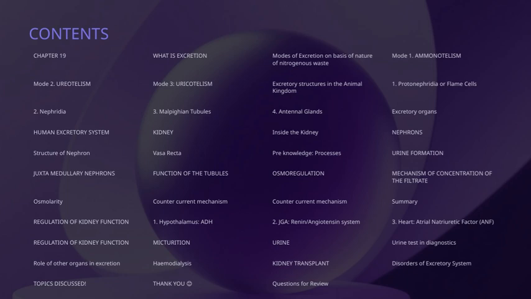Other excretory structures include antennal glands in arthropods and Malpighian tubules in insects, showing the diversity of excretory adaptations across the animal kingdom. Micturition, or urination, is the process of expelling urine, which is controlled by complex mechanisms involving the bladder and nervous system. We also discuss the regulation of kidney function through hormones like ADH from the hypothalamus, which controls water reabsorption, and other organs that assist in excretion.